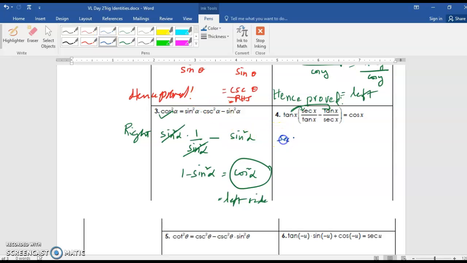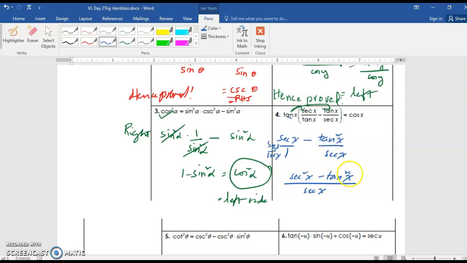So this is secant x, because tan x has been cancelled only with this fraction, but tan x goes into here also. So the numerator here will become tan squared x over secant x, right? And this is a fraction. Now you have to multiply and divide to get a common denominator. So secant times secant is secant squared minus tan squared.